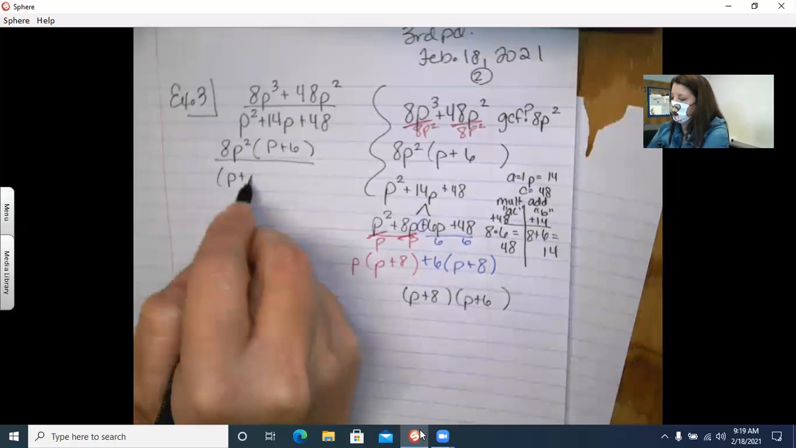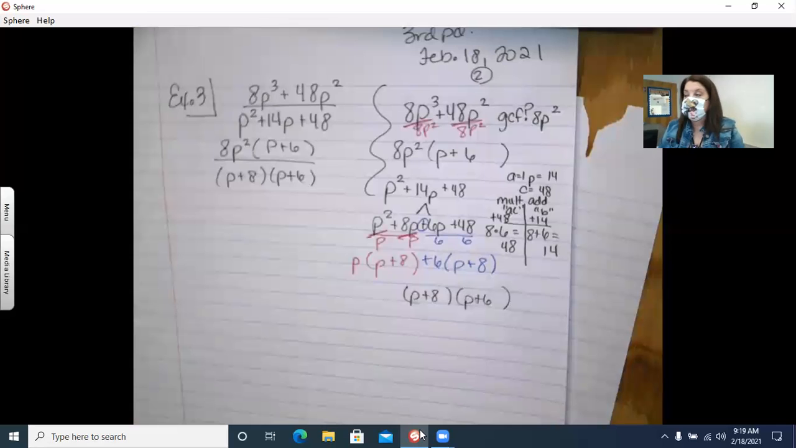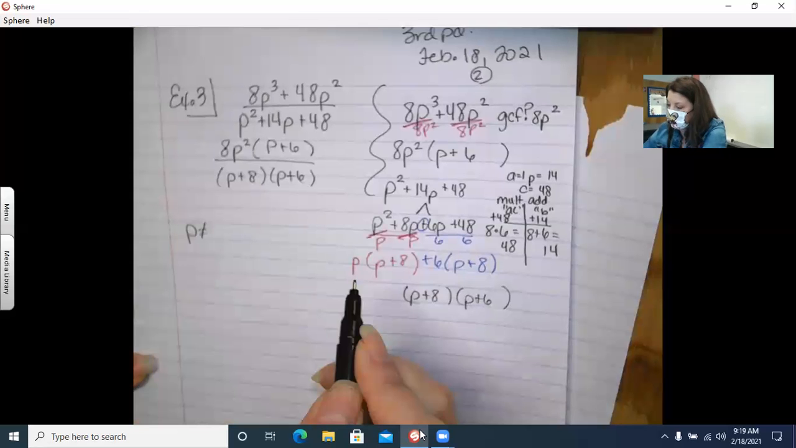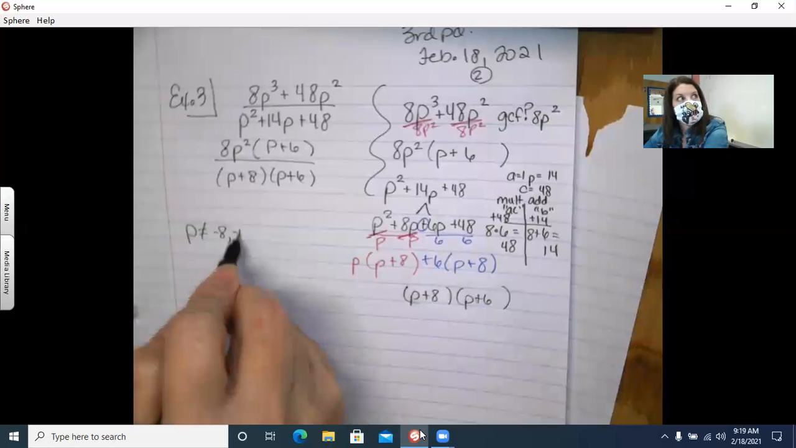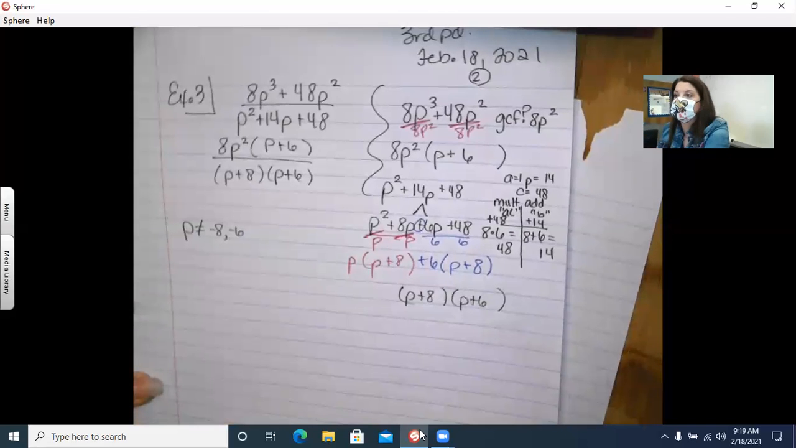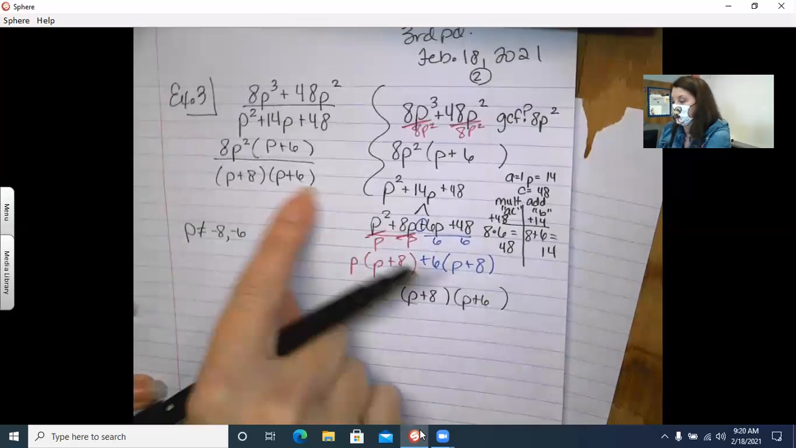Can either of those be factored further? Okay. Now, real quick, I have 2 restrictions. What are they? -8, -6. Sometimes one of those will cancel out and students think you just look at your answer to find the restrictions. That's not true. Before you cancel, that's where your restrictions come from.